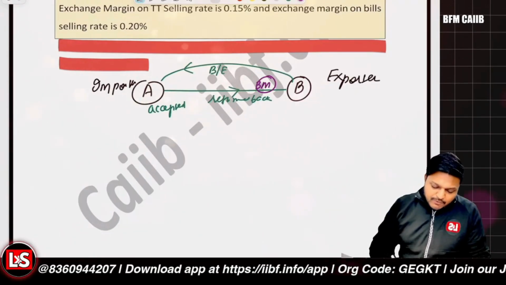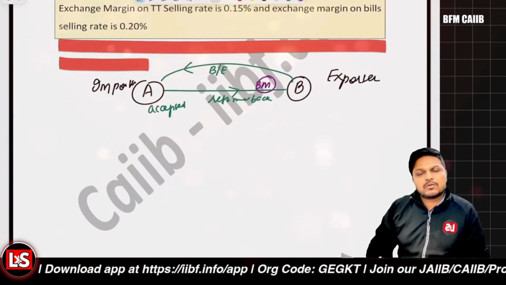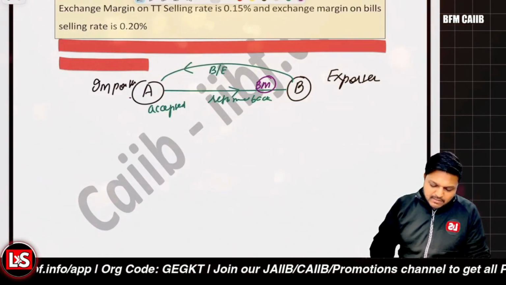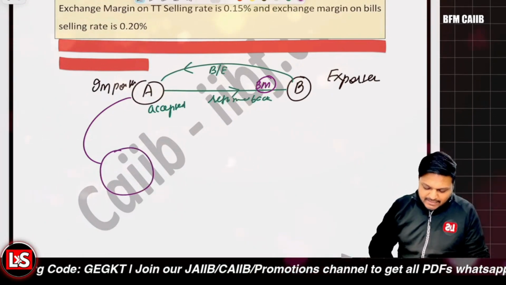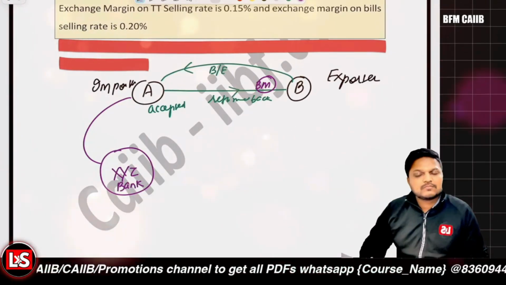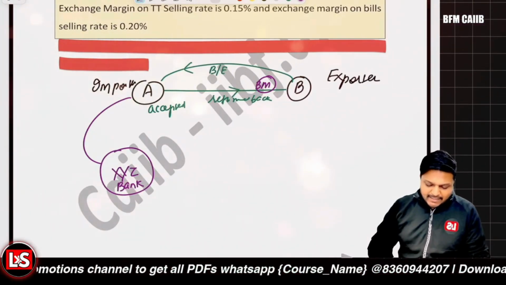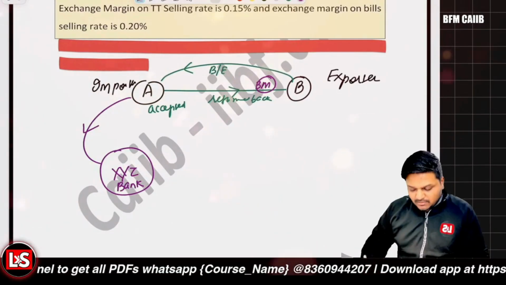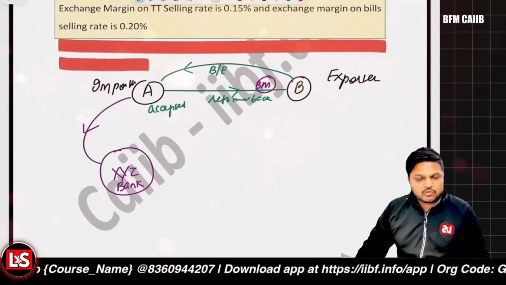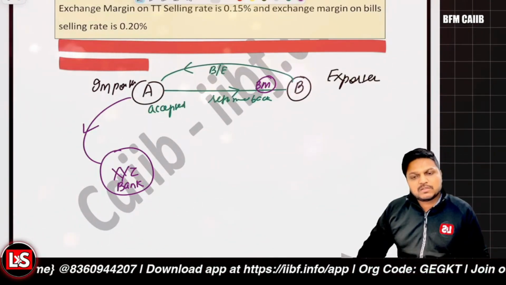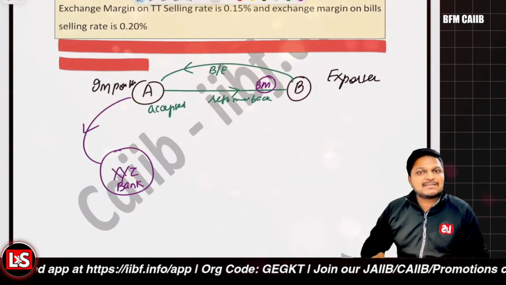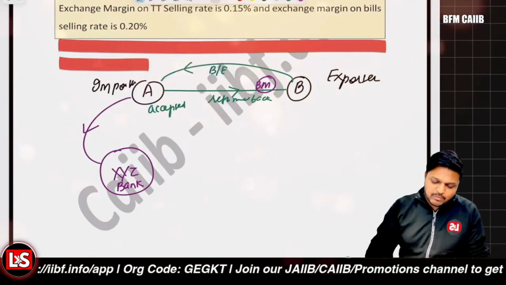But after 2 months, let's say, before the due date of the bill of exchange, A decided to pay off the balance. So A connected with their bank. Let's say XYZ is A's country bank. A decided to connect with XYZ bank and pay the amount in advance. Whatever amount was to be due after 3 months, A decided to pay in advance. This whole process is said to be the retirement of the bill.